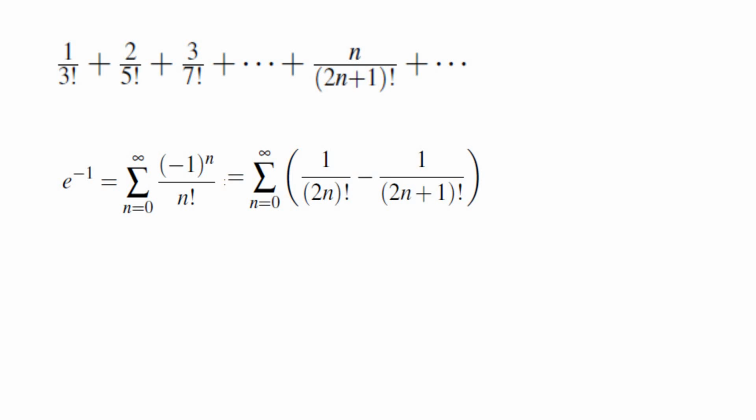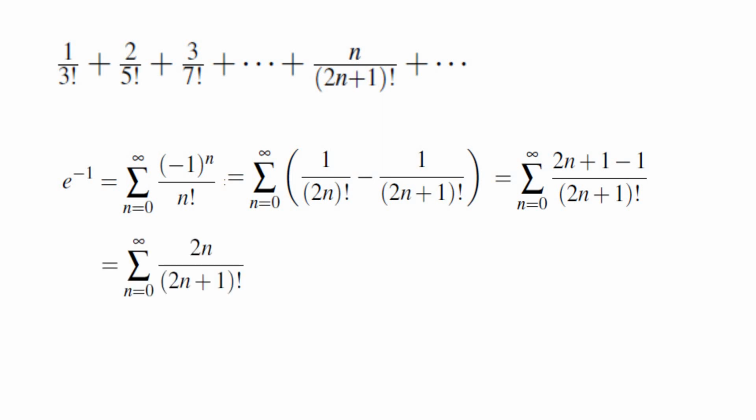The consecutive terms are going to look like 1 over (2n) factorial minus 1 over (2n plus 1) factorial. Taking the common denominator, we get (2n plus 1) factorial at the bottom, and (2n plus 1) minus 1 on top. That gives us 2n over (2n plus 1) factorial. And it looks like we got really lucky and we got the exact same sum that we were looking for. Therefore, the answer is going to be 1 over 2e.